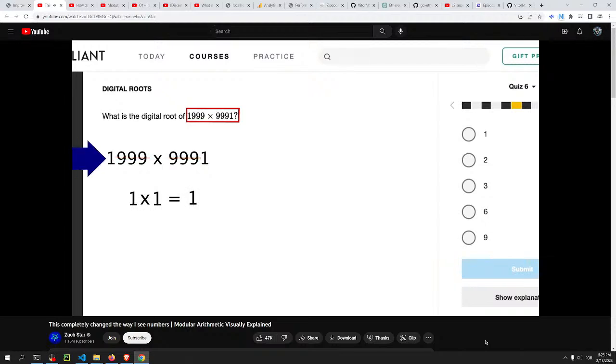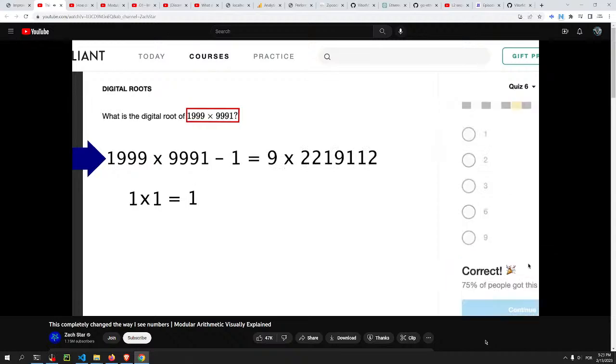So I don't know what this large value is, but I know if I subtract 1, it will be divisible by 9. And just because we've seen 24 come up in this video in a kind of surprising way, here's another example dealing with digital roots.